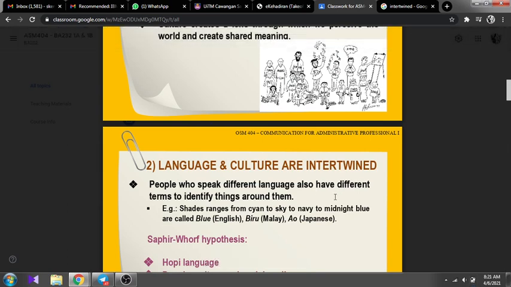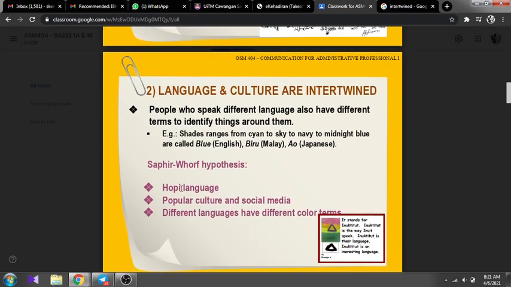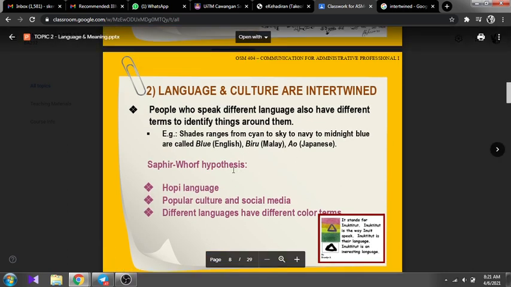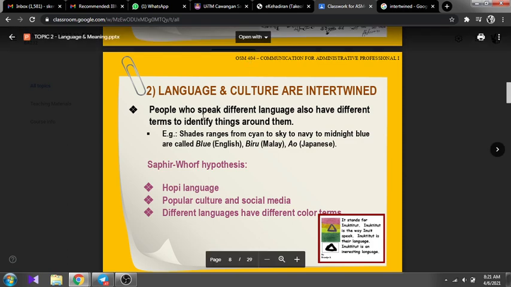And people who speak different languages also have different terms to identify things around them. For example, shades ranging from cyan to sky to navy to midnight blue are called blue in English, biru in Malay, ao in Japanese. Almost the same, right? Sapir-Whorf hypothesis, Hopi language, popular culture, and social media: different languages have different color terms. I don't understand this one. If you have ideas on the Sapir-Whorf hypothesis, you can share with me. We learn together on this code, because as I said, this is my first time teaching this new code, SN404, which is different from the one I taught last time.